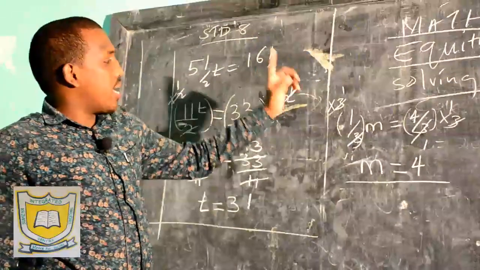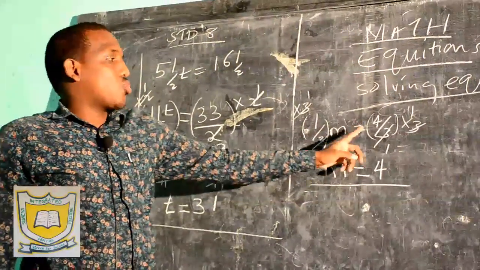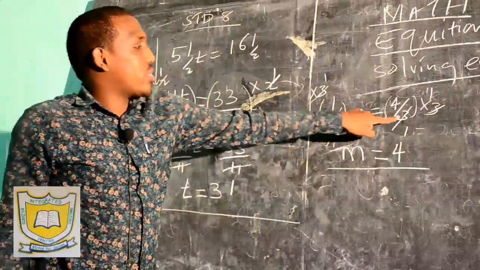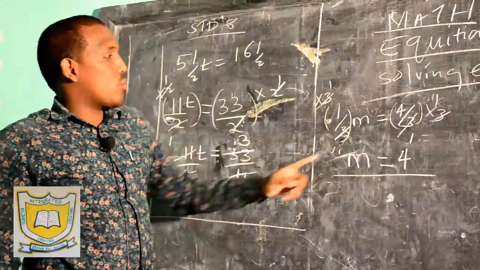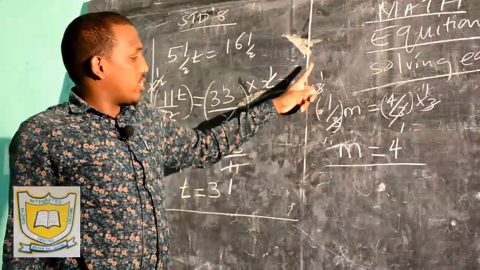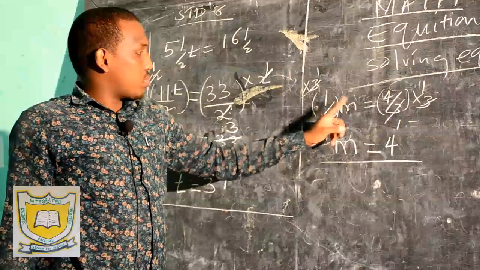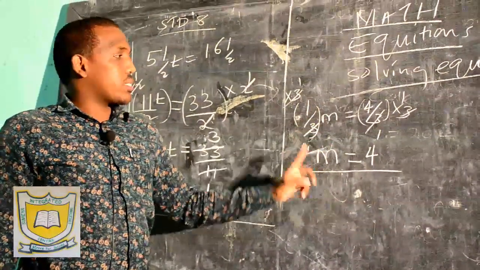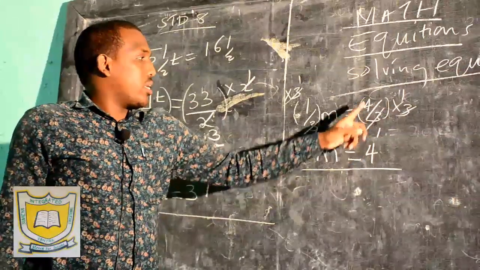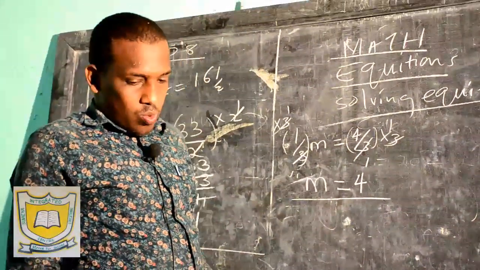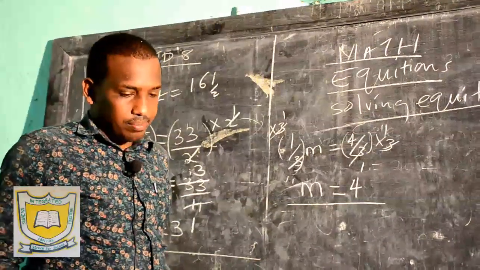I'm repeating: a third m is equal to 4 thirds. The denominators are 3 and 3, so the LCM is 3. We multiply here times 3 and here times 3. 3 goes together. Here remains 1 times m, which is m. Remember, when you multiply 1 by a letter, the letter remains. Then 3 goes into 3, and here remains 4. M is equal to 4. That is how we solve the letters.